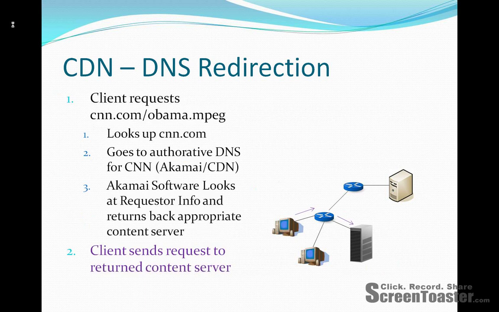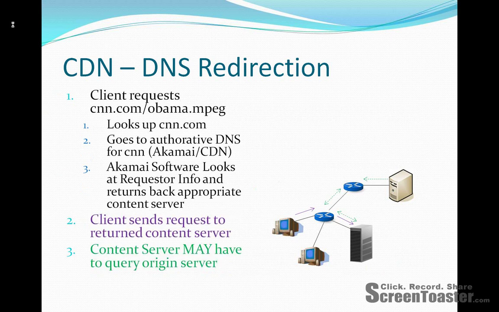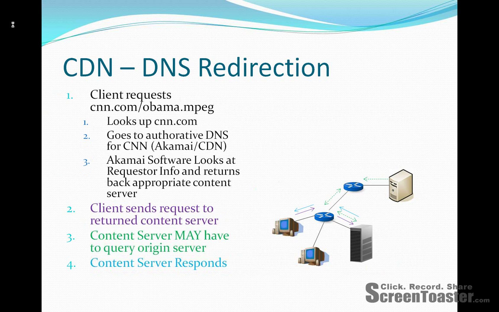So now, once the client actually has resolved the IP address of the content server, the client will send its request to the content server. And if the content server doesn't have the static content cached, it may have to forward this request onto the origin server. And then the content server will respond back to the client after it's retrieved the data from the origin server if it didn't have it. But in most cases, it would be expected that the content server would be able to immediately respond back to the client without ever having to send a request to the origin server.